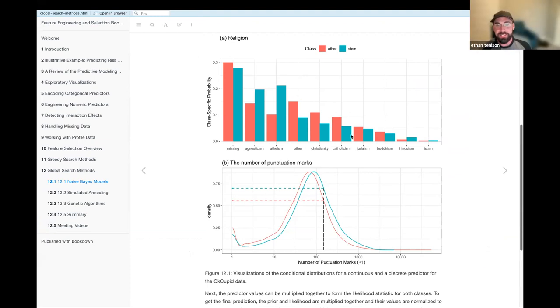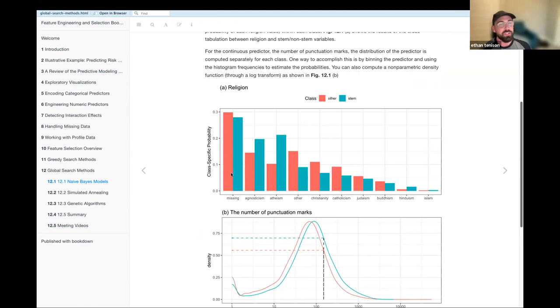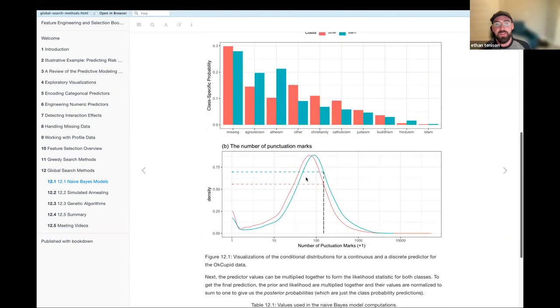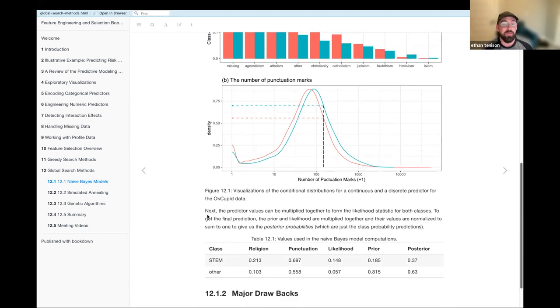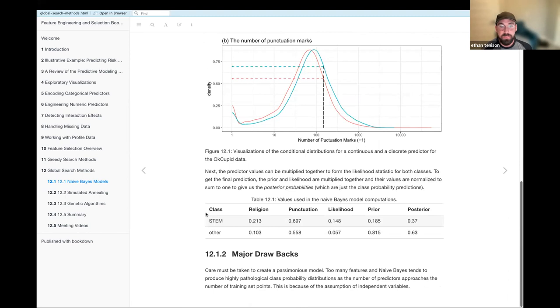So here's the cross tabulation I was talking about, where we're showing non-STEM and STEM, and then here's the density plot, where we're looking at the number of punctuation marks and comparing the density between STEM and non-STEM. You see there's this gap essentially. STEM people, I guess, maybe write more sentences. I'm not quite sure. This is again a very simple model, right? Only two predictors. Longer sentences, maybe, where you require punctuation. Yeah, maybe so. Maybe not, STEM people are a little more long-winded, I'm not sure.